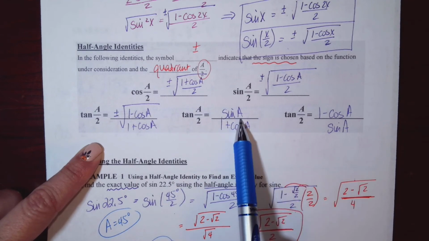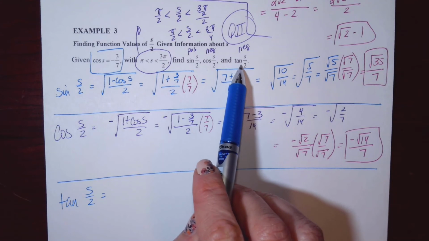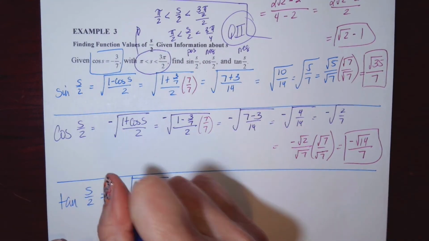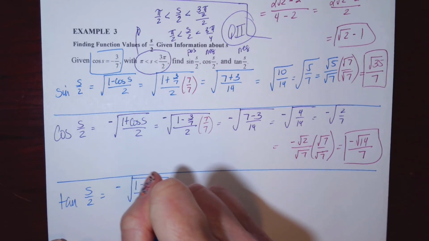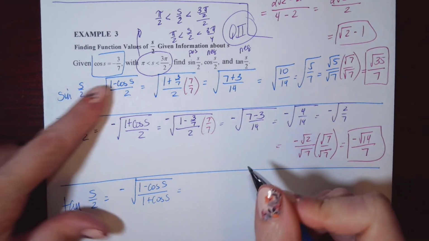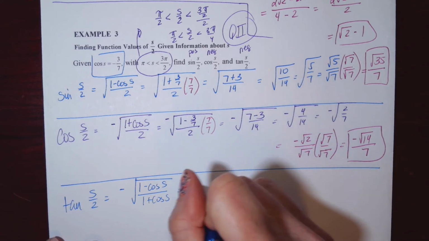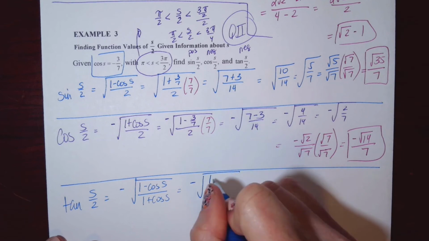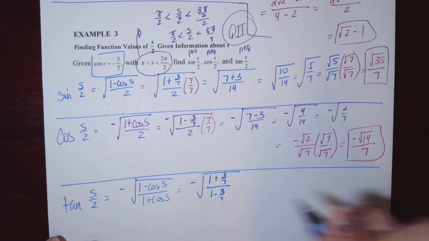I know that it's going to be negative. So when I set this up, I have a negative out front, 1 minus cosine s over 1 plus cosine s. My cosine s is still this negative 3/7. So I've got a negative, and then underneath my radical, 1 minus a negative becomes 1 plus 3/7, over 1 minus 3/7.